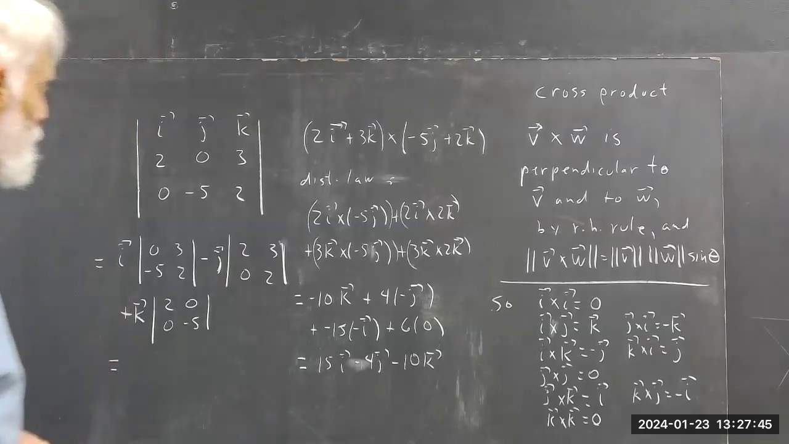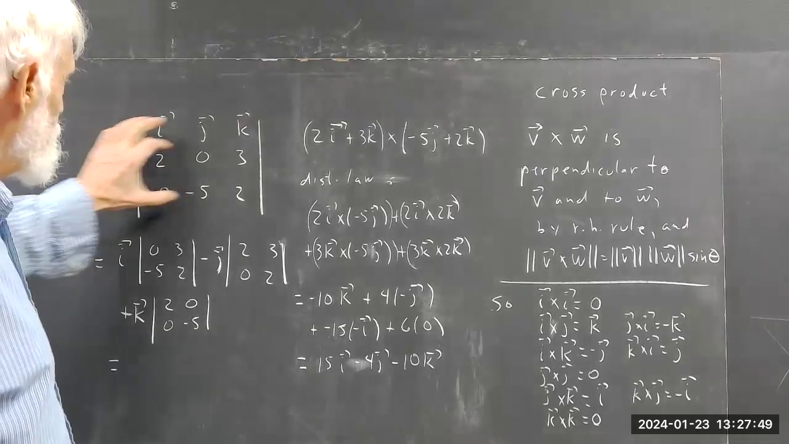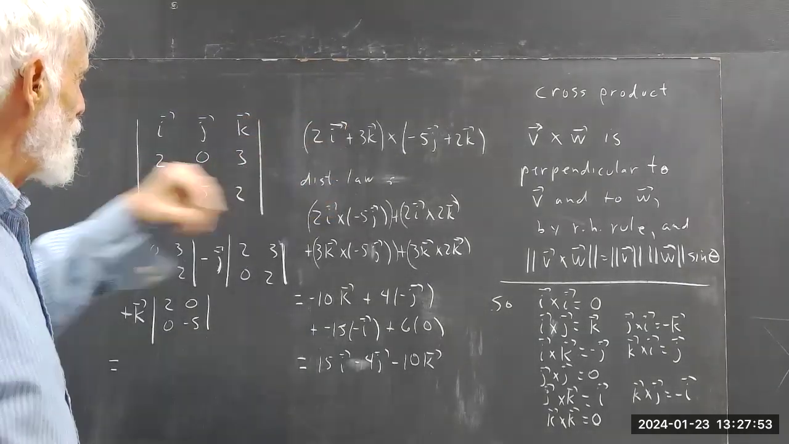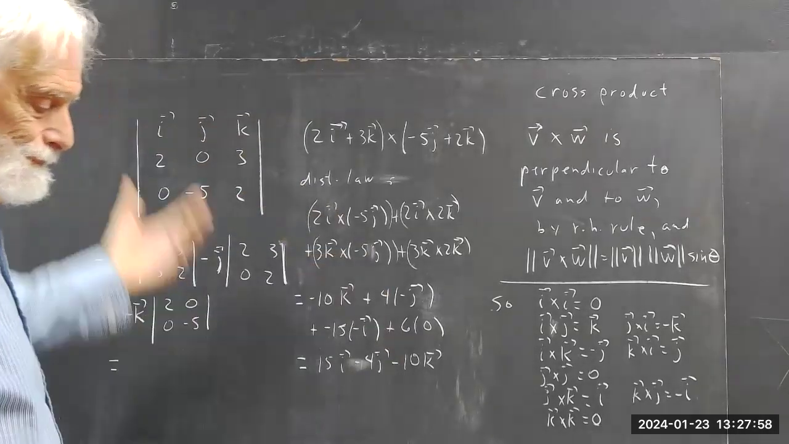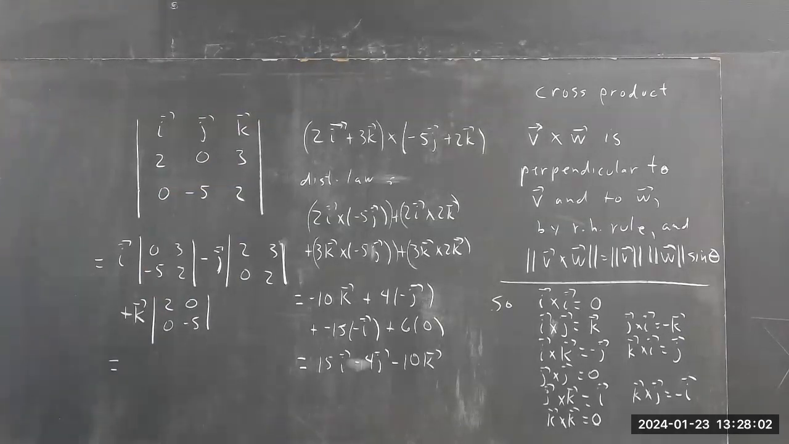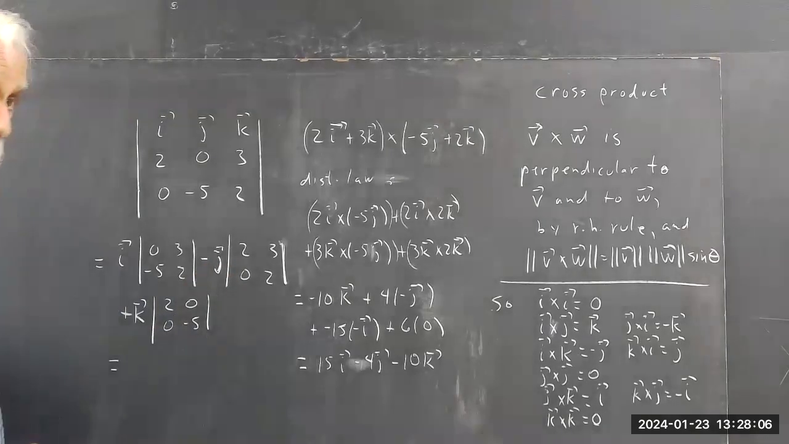Now, there are other algorithms, like you can write 2, 0 out here and 0, negative 5 out here, and make lines and stuff. I don't particularly like that, but it's handy. So if you're going to calculate by hand, you can do that if you wish.